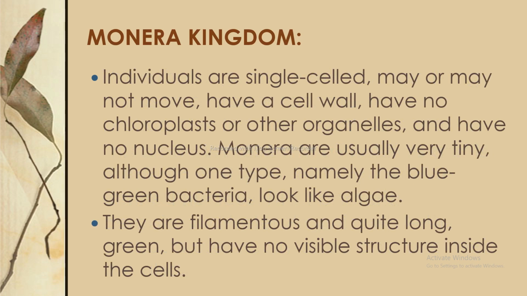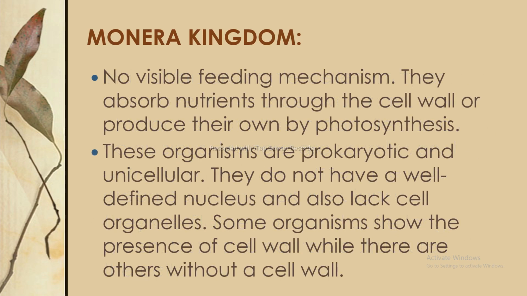Individuals are single-celled, may or may not move, have a cell wall, have no chloroplast or other organelles, and have no nucleus. Monera are usually very tiny, although one type, namely the blue-green bacteria, looks like algae. They are filamentous and quite long, green, but have no visible structure inside the cells. No visible feeding mechanism. They absorb nutrients through the cell wall or produce their own by photosynthesis.